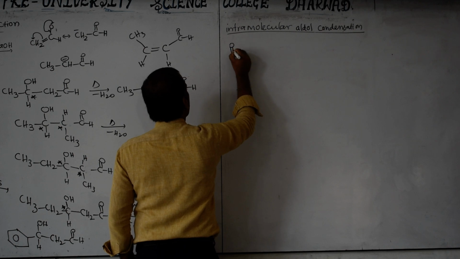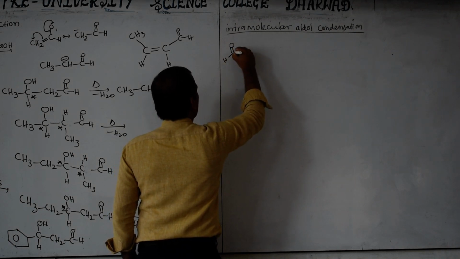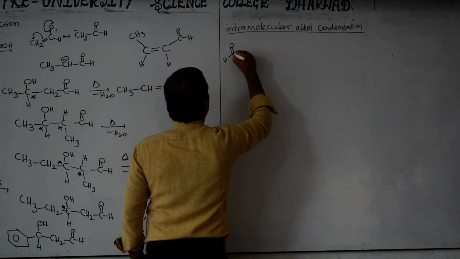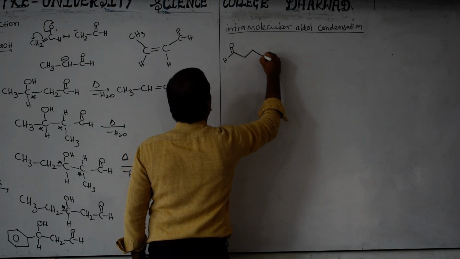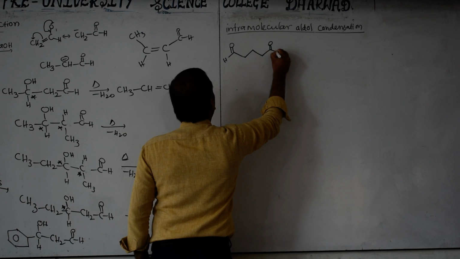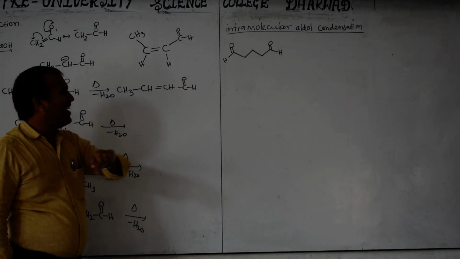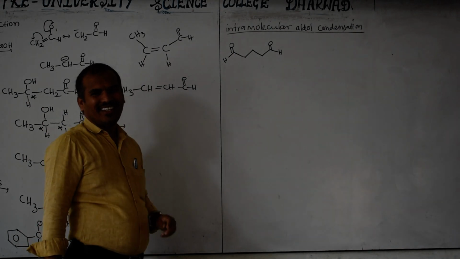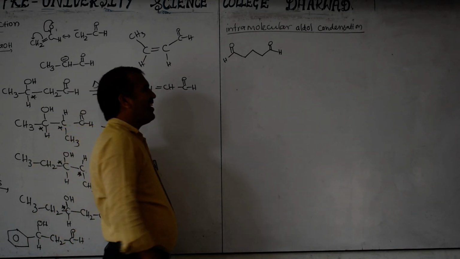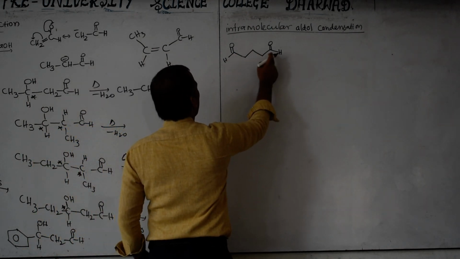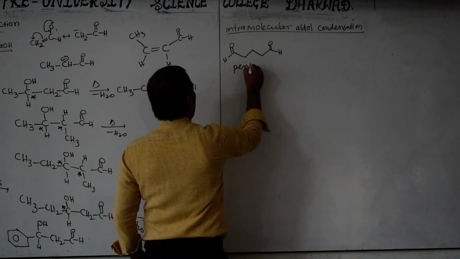Double bond OH. This is 1, 2, 3, 4, 5. What is the name of this compound? How many carbons are there? 1, 2, 3, 4, 5. Pentane.